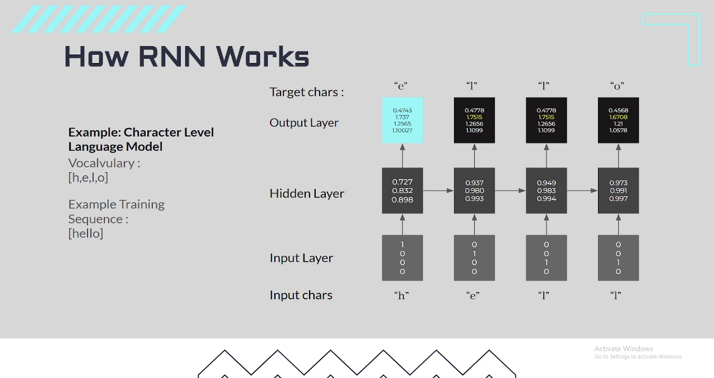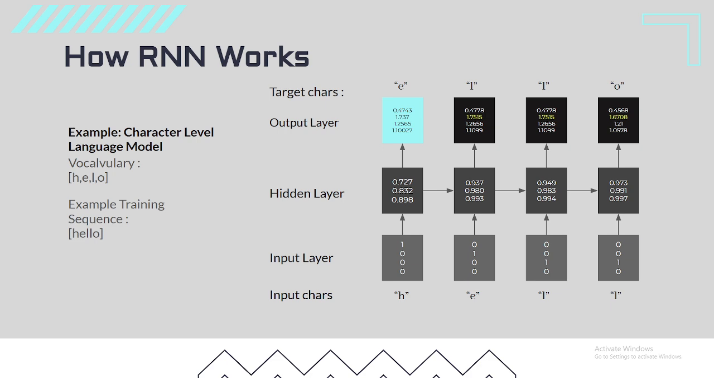On the bottom row, labeled input chars, you see the sequence of input characters H, E, L, L. Each is turned into a binary vector in the input layer. For example, H is equal to 1000, E is equal to 0100, L is equal to 0010. Next is the hidden layer. This is where the magic happens.